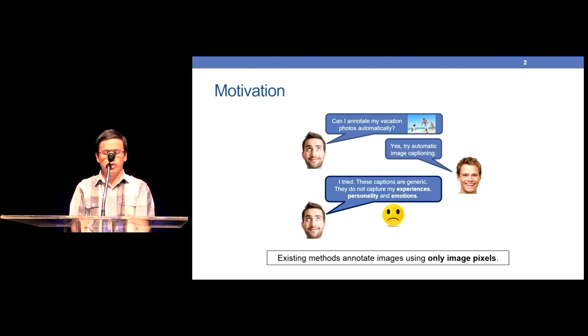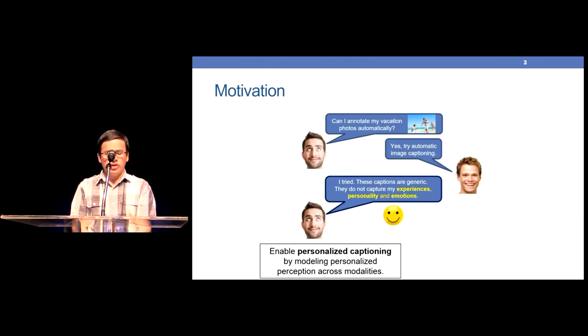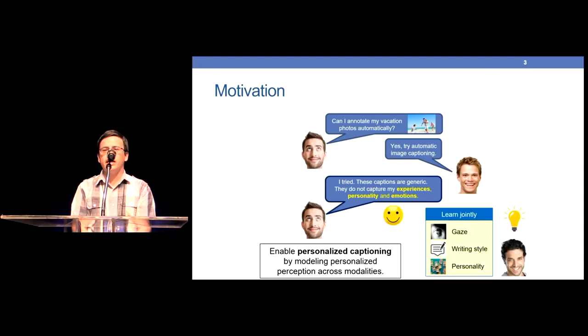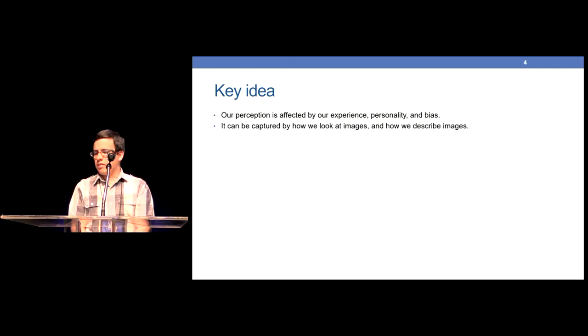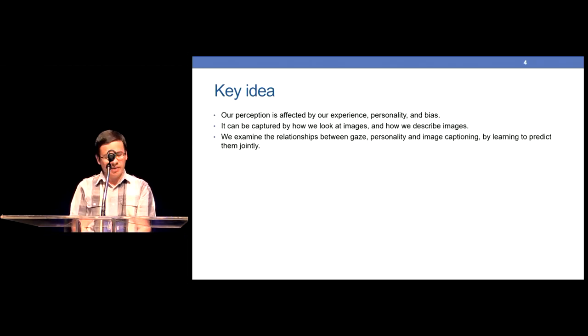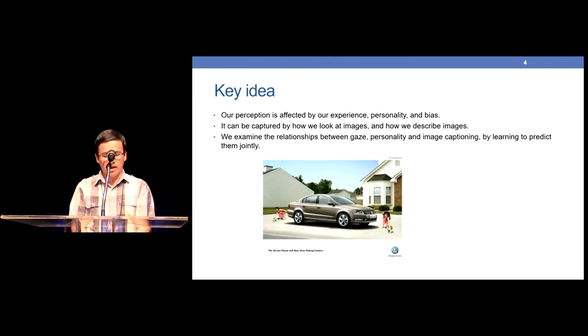Thus, we observe that existing methods annotate images only based on the pixels, but fail to capture context specific to individual users. We seek to enable personalized captioning by modeling how the perception of different users varies across modalities, including gaze, writing style, and personality. Our key idea is that perception is affected by our experience, bias, and personality. This perception can be captured by how we look at the images and how we describe them. We examine the relationship between gaze, personality, and image captioning by learning them together.